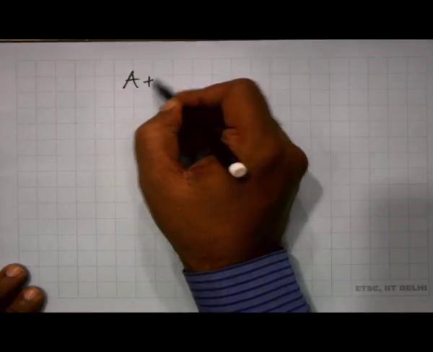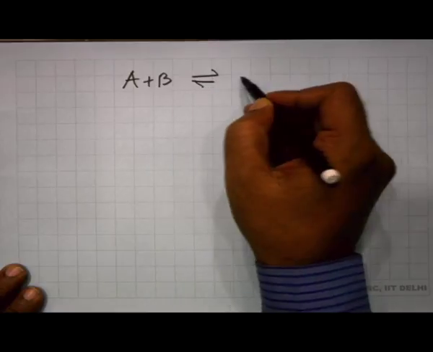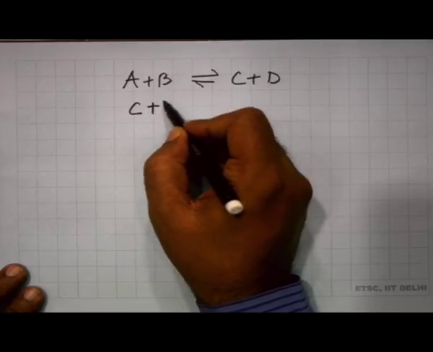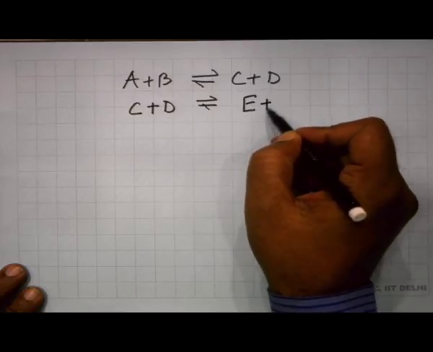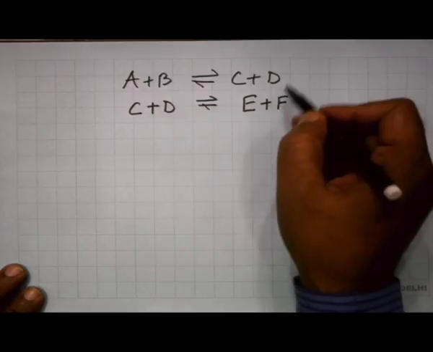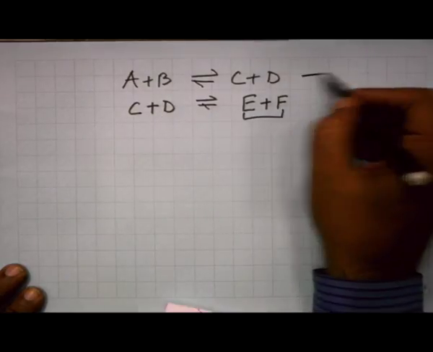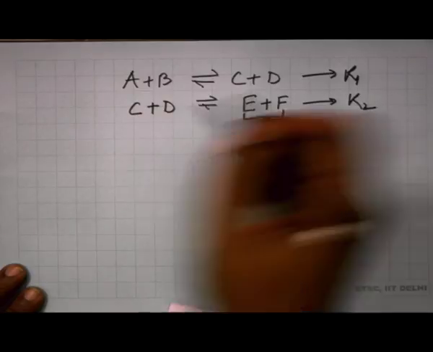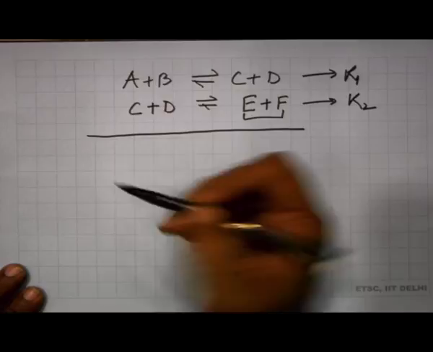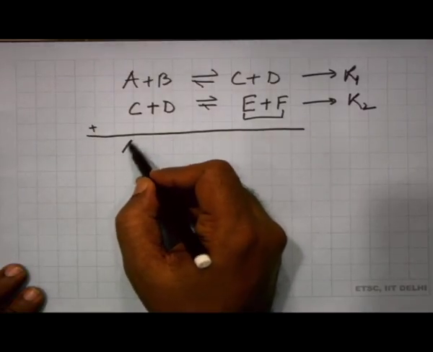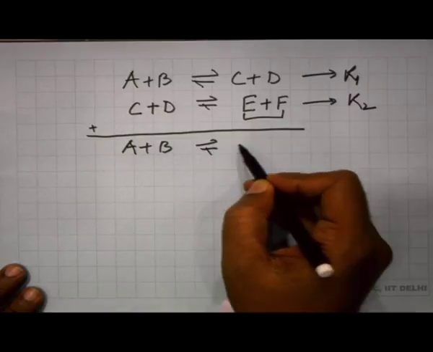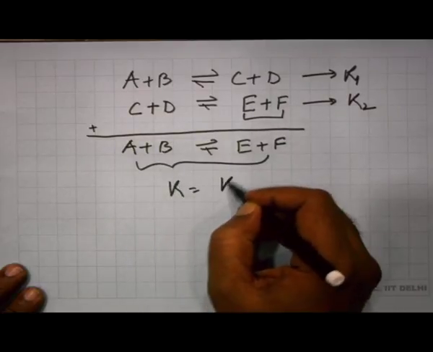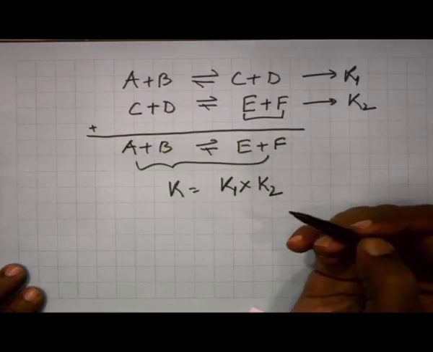And now, suppose A plus B gives C plus D, and suppose C plus D gives E plus F. These are consecutive reactions, and suppose the equilibrium constant for the first is K1 and for the second is K2. If I know K1 and K2, then what I need to do is simply add the two reactions, giving A plus B giving you E plus F. In that case, the equilibrium constant for this reaction will be K1 into K2, K1 into K2.